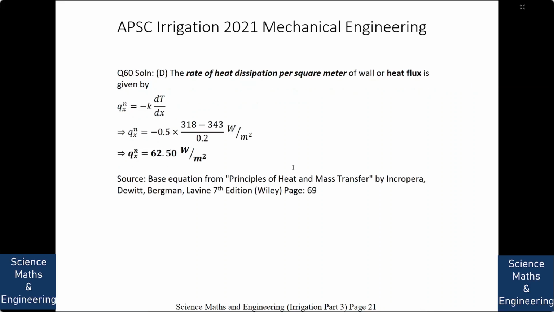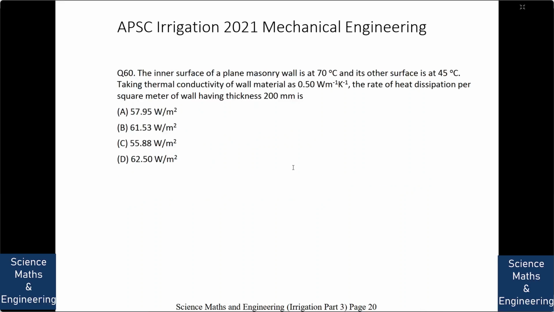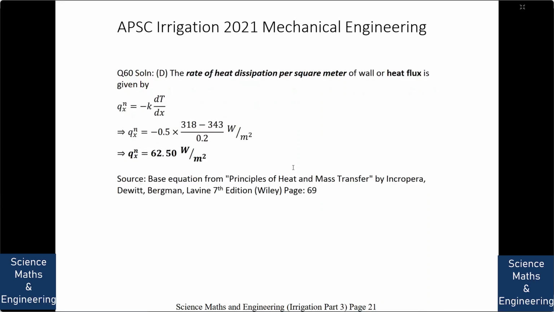So the answer is D. How? The rate of heat dissipation per square meter of wall, or heat flux, is given by q_x is equal to minus k dT/dx. Now q_x is equal to 0.5 into (318 minus 343) divided by 0.2, which is equal to 62.5 watt per meter square. So our answer is D, 62.5 watt per meter square.